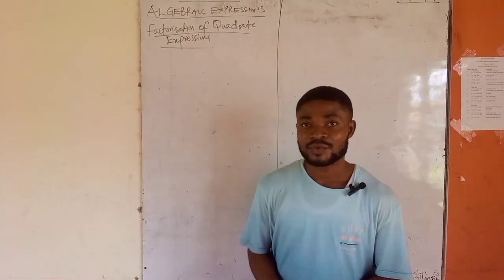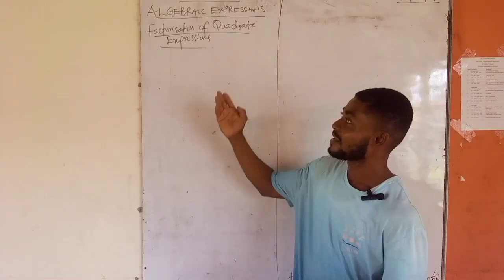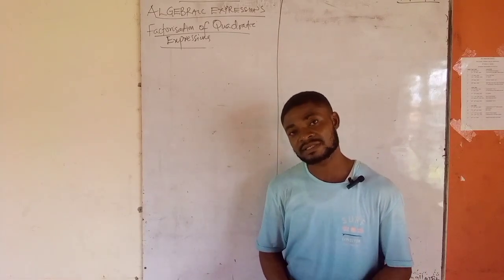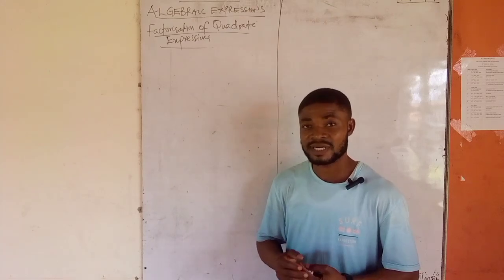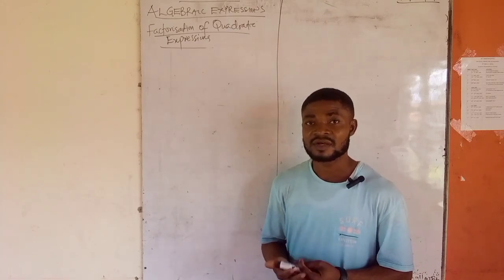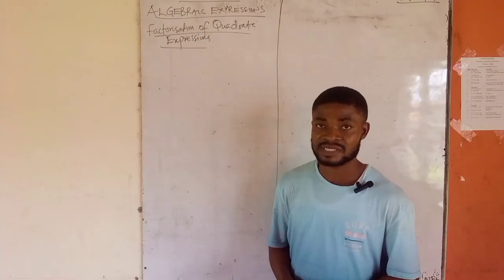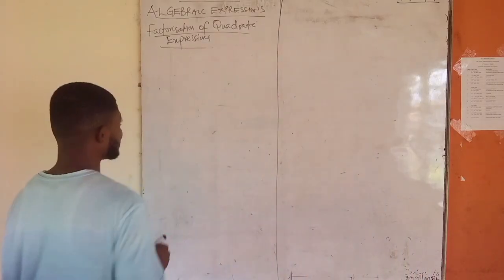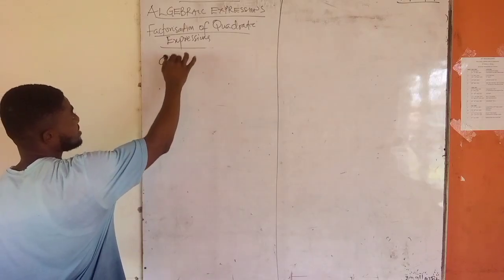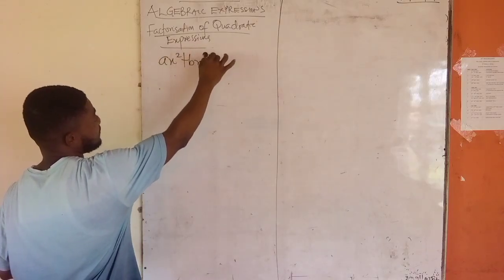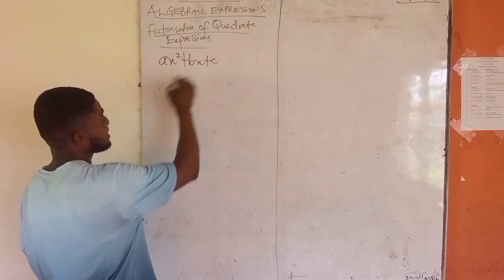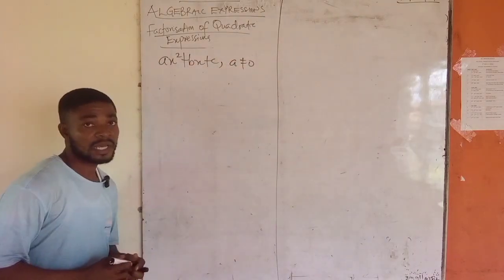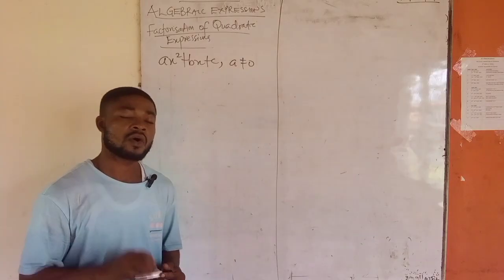And then we continue with our lesson, Factorization of Quadratic Expressions. The other day we discovered factorization of algebraic expressions, but it was not related to quadratics. So today I want us to explore quadratics and then we can move forward. When you see any expression of the form ax squared plus bx plus c, then we say that this is a quadratic expression. Mind you, a should not be equal to 0. a, b, and c are all constants.